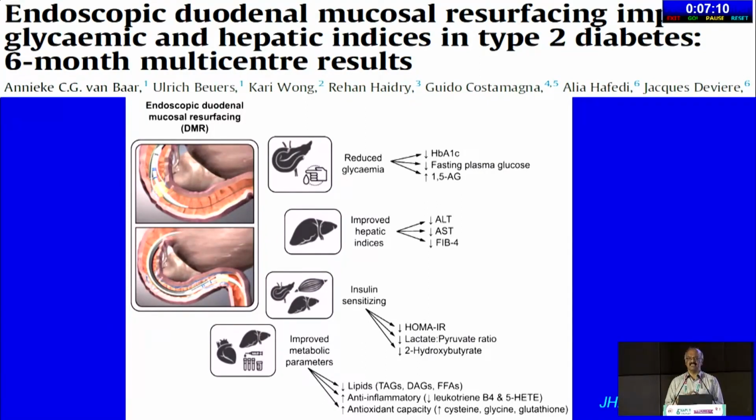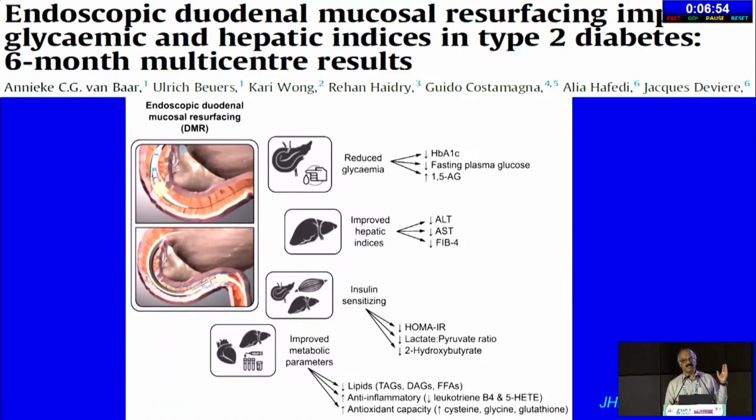So what this does is, this duodenal mucosal resurfacing seems to influence all the metabolic parameters. There's not only reduction in A1Cs, AST, ALT, FIB4, and so on, but also in antioxidant levels, anti-inflammatory levels. So this is a very interesting concept.